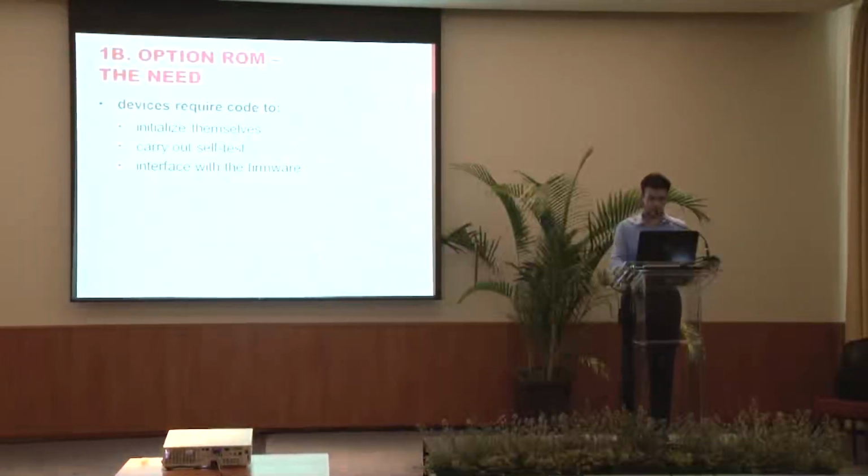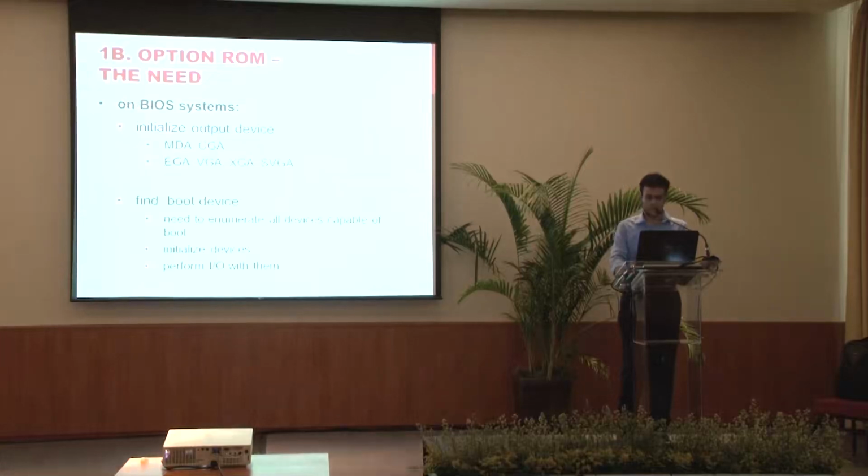So why do we need option ROMs? Each device in your computer requires code to initialize itself, to carry out self-test using the POST. Then they require code to interface with the firmware because the firmware might need the device. So on BIOS systems, these are divided into devices which are output devices, for example, MDA, CGA, EGA, VGA. All of these have option ROMs for initialization.